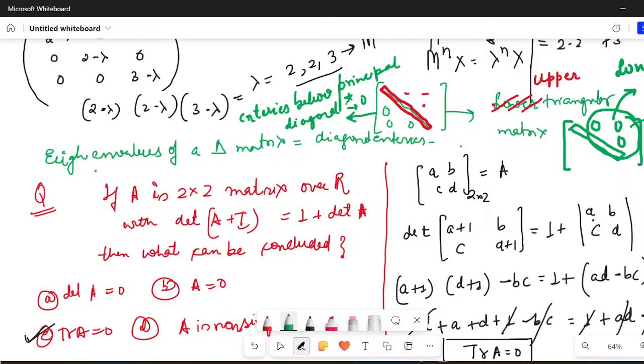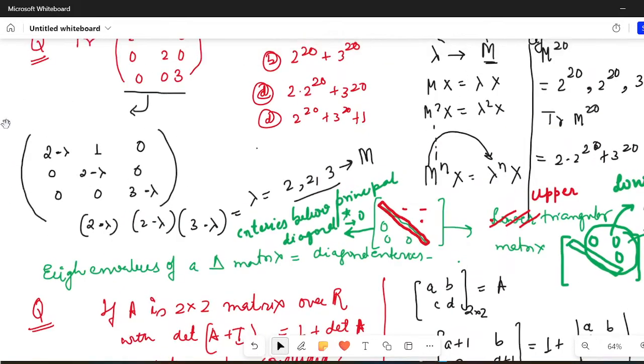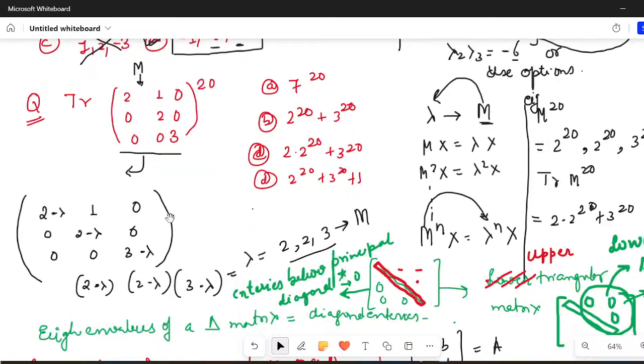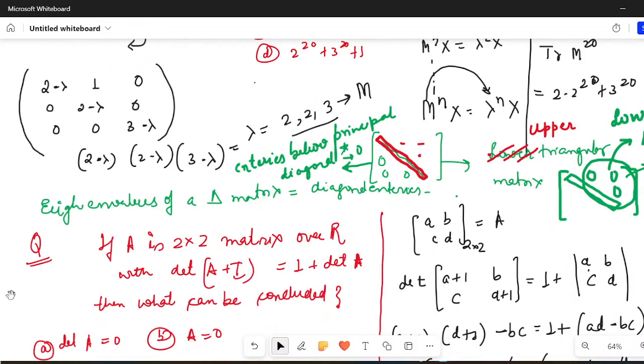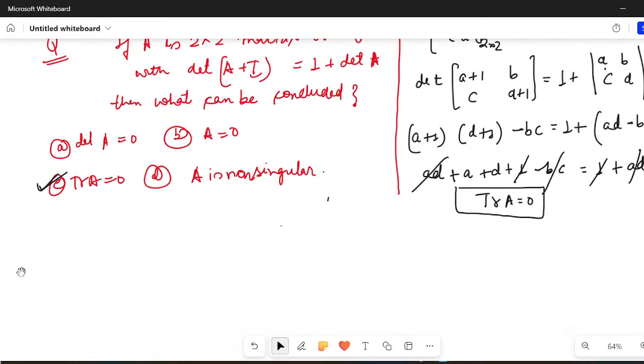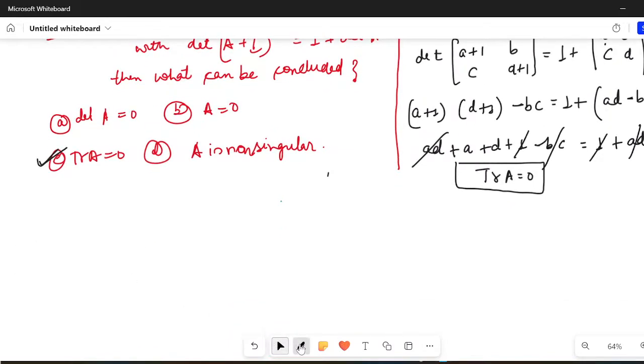Overall, I wanted to explain that eigenvalues of a triangular matrix are nothing but the diagonal entries. I think it was with respect to this question I stated: I wanted to find the trace of M raised to power 20, where M is given by 210, 020, and 003. Let us strengthen our understanding by doing a few more questions.